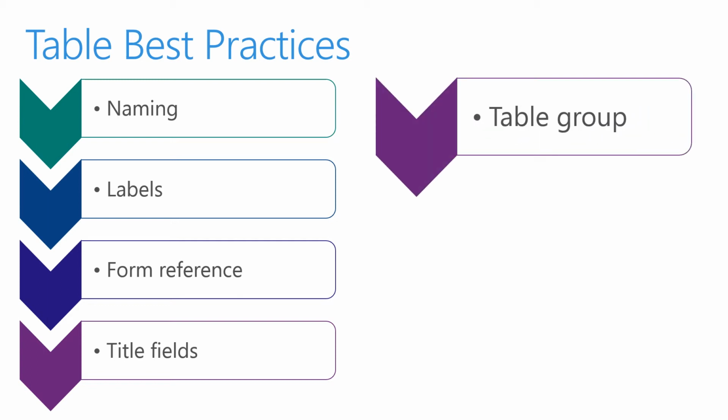Next is the table group. The table group property is mandatory. It is used to categorize tables by the type of data they contain, and should be set to the closest matching group for all tables.